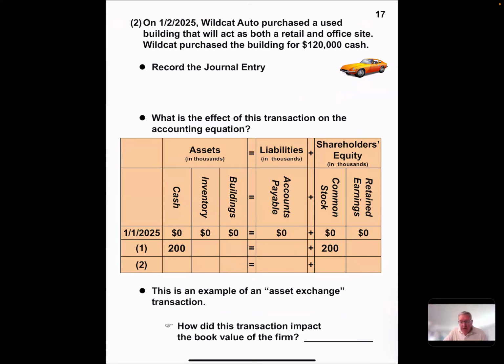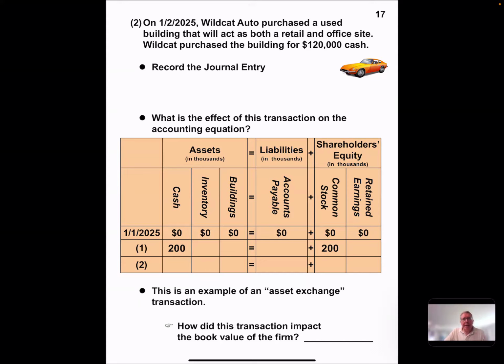So Wildcat Auto buys a used building that's going to serve as both a retail and office site. They bought the building for $120,000 cash. So again, cash was used here, so this is going to affect the financial condition of the firm. And I'm glad cash is involved here. So in this case, we're paying cash, which means cash is going down. So I need to think, well, if cash is going down, I need to decrease it.